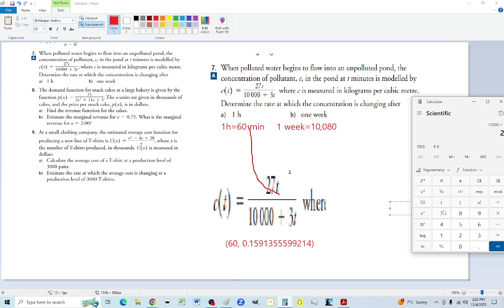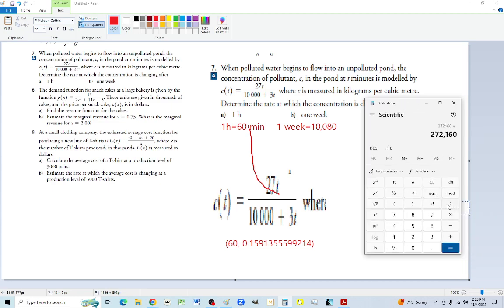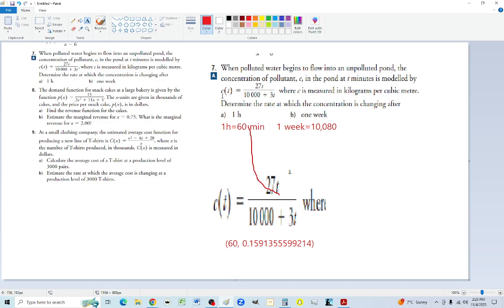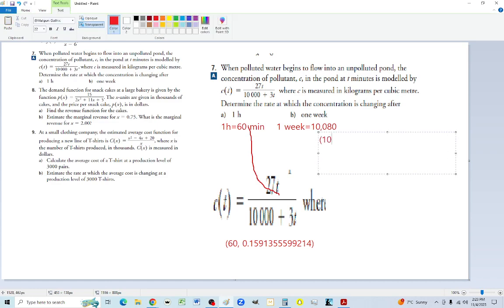What's 10,080 times 27 on the top, divided by, open brackets, 10,000 plus 3 times 10,080, close bracket, equals 6.76. So you can see the second one is reaching closer to the 9 result. It represents this spot on the graph.